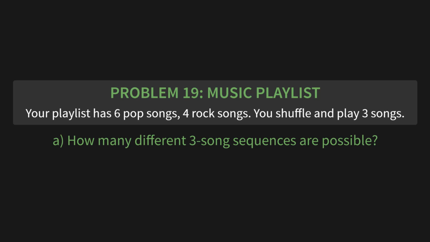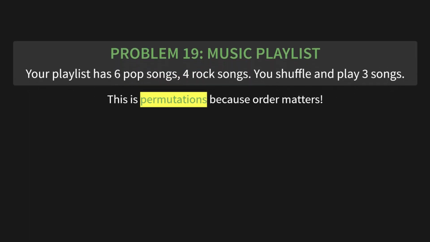Let's analyze what happens. First up, how many different 3-song sequences are possible? This is permutations, people. Why? Because order absolutely matters. Shake It Off, followed by Bohemian Rhapsody, followed by Levitating, is a totally different vibe than hearing them in reverse order. Check out this permutation formula.